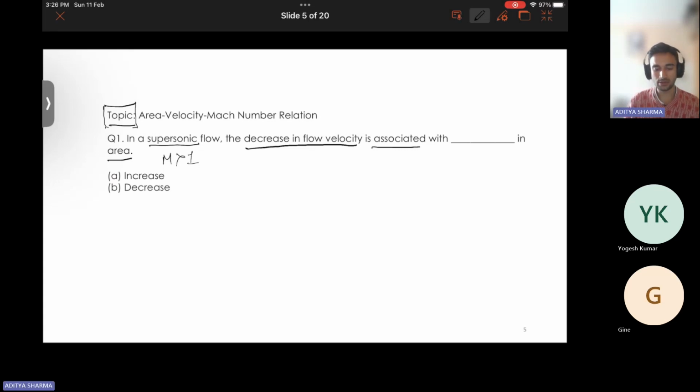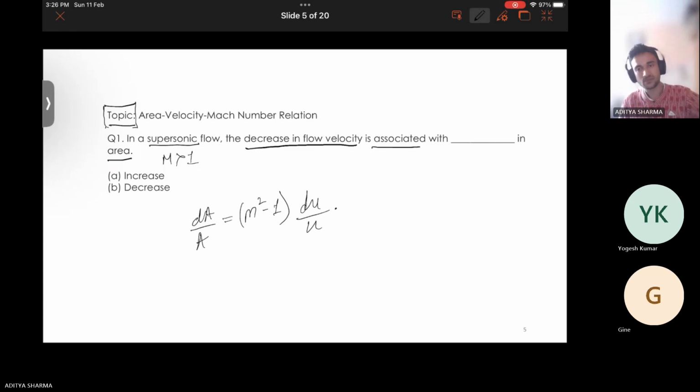Based on this area velocity Mach number relation, what is the relation? It is dA by A equals M squared minus 1 times du by u. Please check. I think decrease. Decrease. All right.